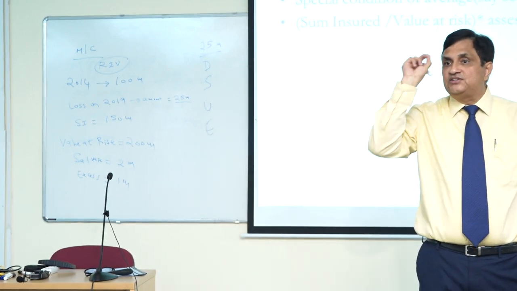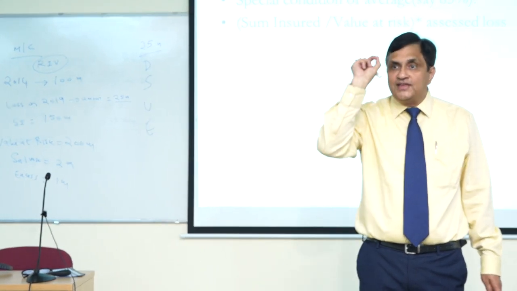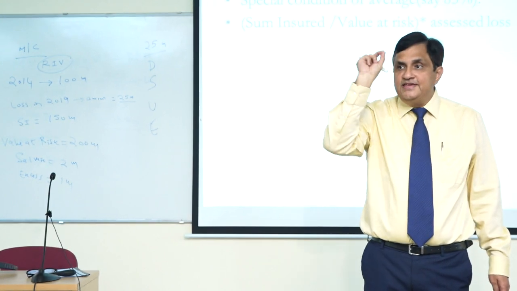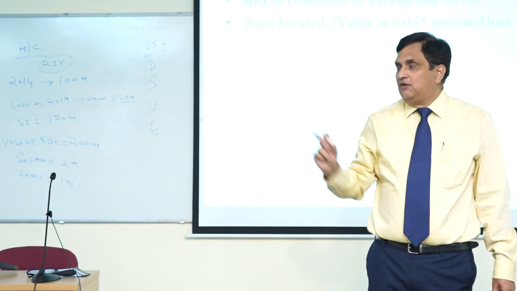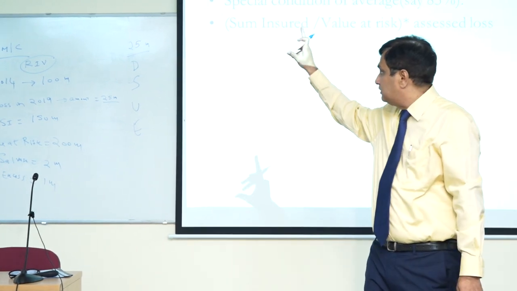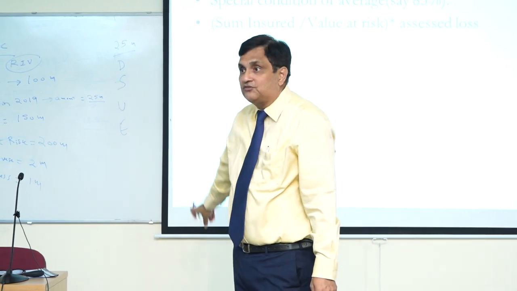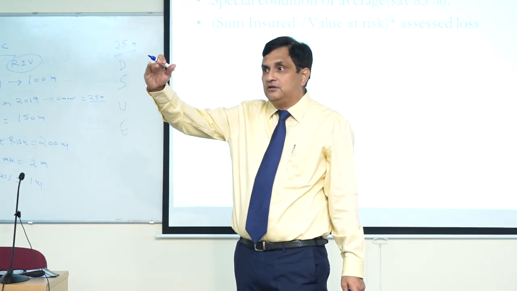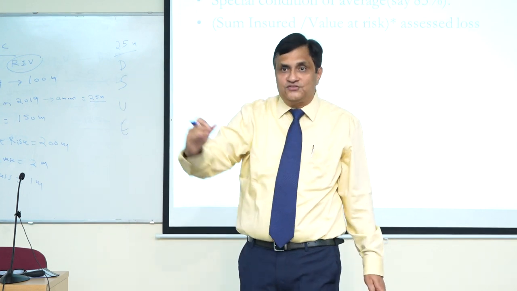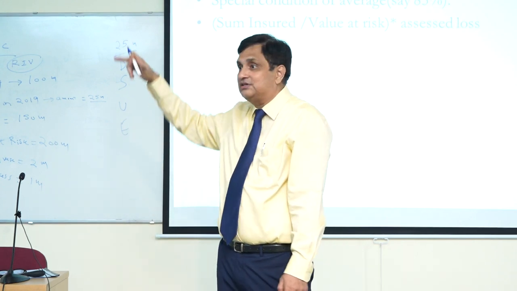DSUE. D stands for depreciation. S stands for salvage. U stands for under insurance. E stands for excess. If you follow a different order, your answer will be different. Insurers always follow this particular process. First, depreciation. Second, salvage. Third, under insurance. Fourth, excess. In a reinstatement value clause, I said is attached.